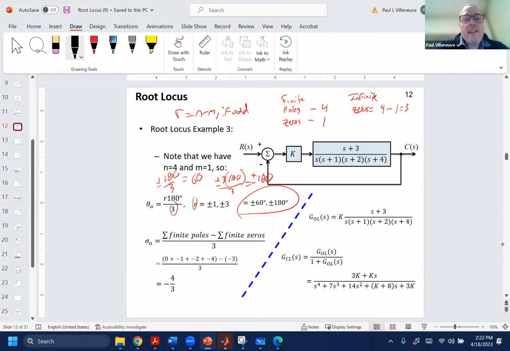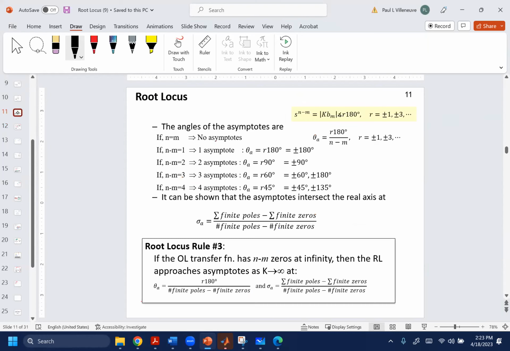So R is equal to 180 times 3, and R is going to be equal to plus or minus 1, then plus or minus 3, all the way up to n minus m, okay? Let's go up one more. So here's your value of R. And n minus m is going to vary, it's just going to go up. So this R value should never exceed the value of n minus m. And it's always going to be odd.